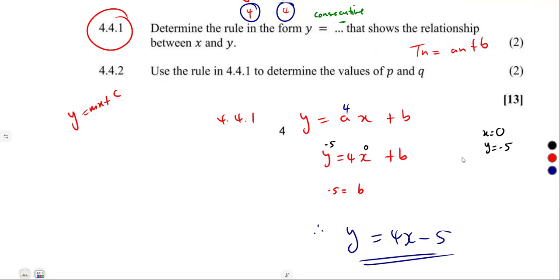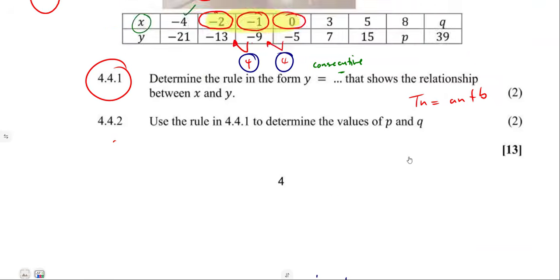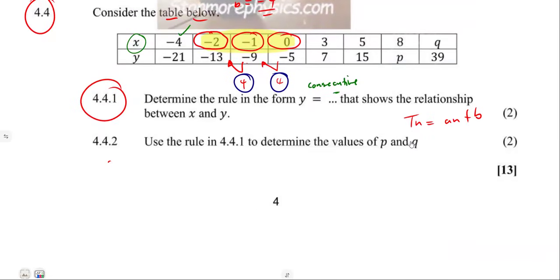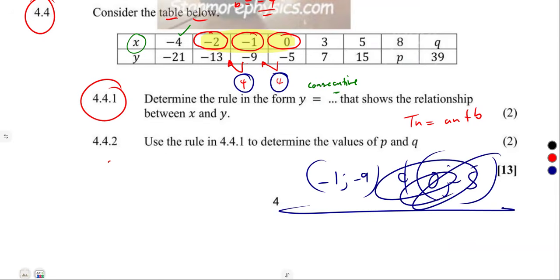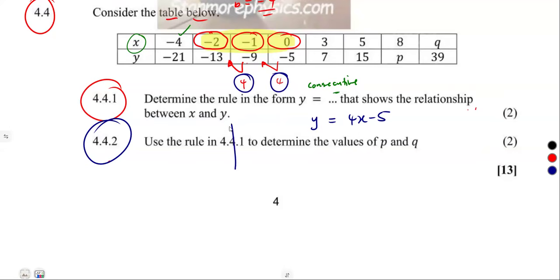From consecutive terms, that's how you must work it this way. You must work it from consecutive terms, of which there are so many ways. You can actually do it by finding the equation of a straight line where you use the gradient concept. You can take any 2 points, -1 and -9 and 0 and -5, and find the equation of a straight line from the gradient concept, then you're still going to obtain the same answer, right? So that is it, just like that. So y is equal to 4x minus 5.